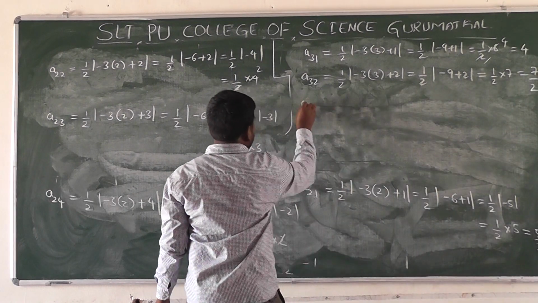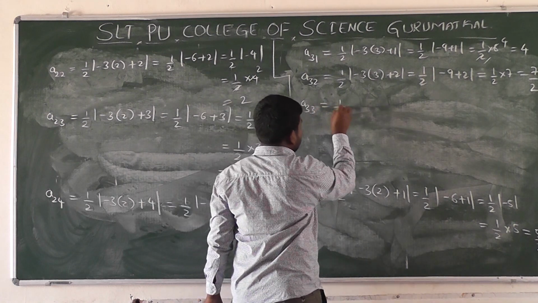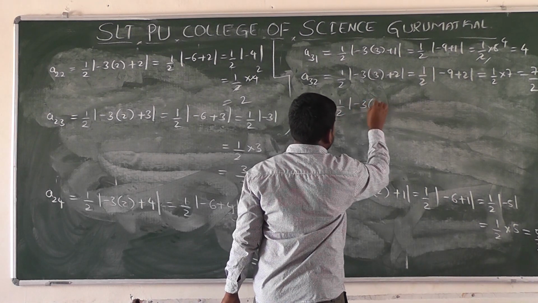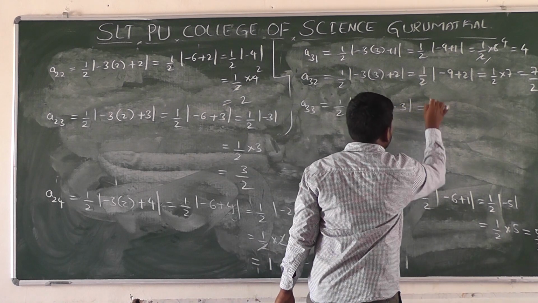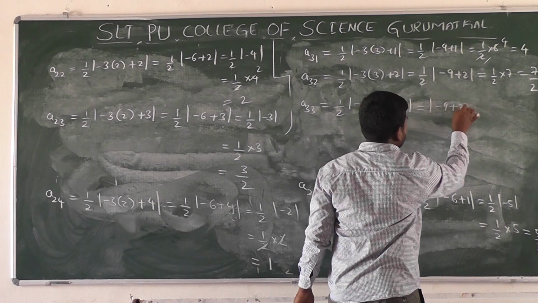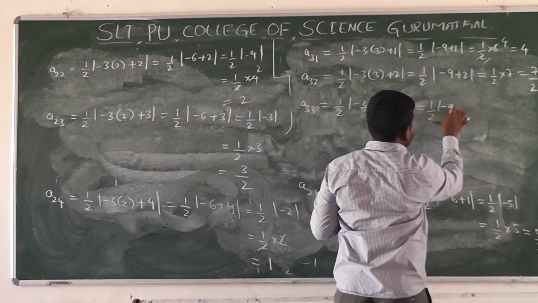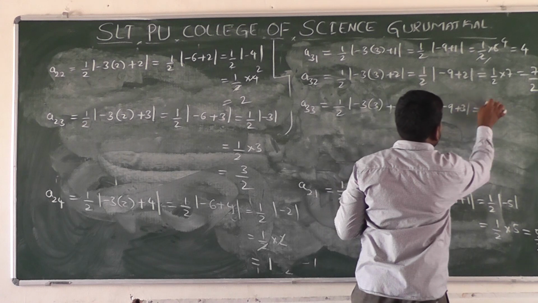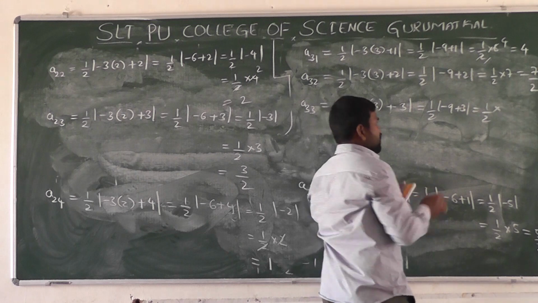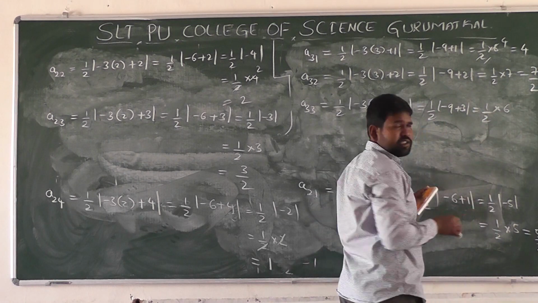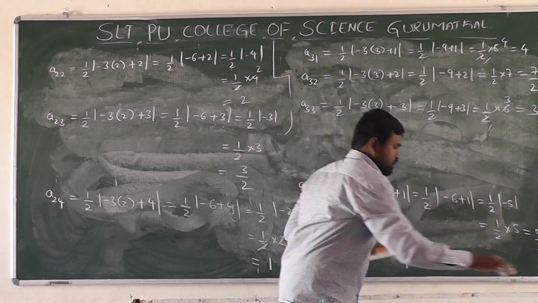Next. Third row, third column. In place of i we have to put 3, in place of j also we have to put 3. Minus 3 into 3 plus j is also 3. Minus 9 plus 3. 1 by 2. Minus 9 plus 3 how much here? Minus 6. Modulus of minus 6 we have to write 6. 2 ones are 2, 3 is 3. Next one.